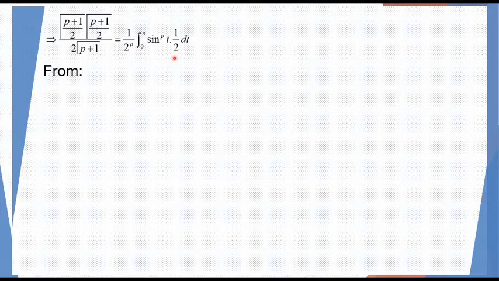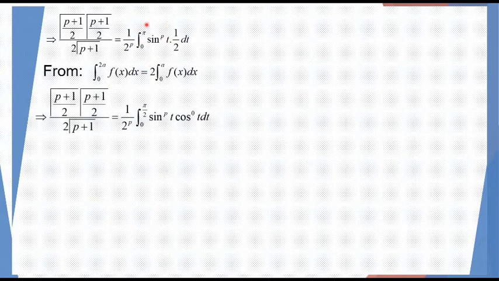And we have one definite integral property, integral 0 to 2a f(x) dx can be rewritten in the form of twice integral 0 to a f(x) dx. So using this particular property, we convert this pi into pi by 2, and this twice is cancelled by this 1 by 2. So 1 upon 2 raised to power p only remains, integral 0 to pi by 2 sin raised to power p t and cos raised to power 0 t dt.